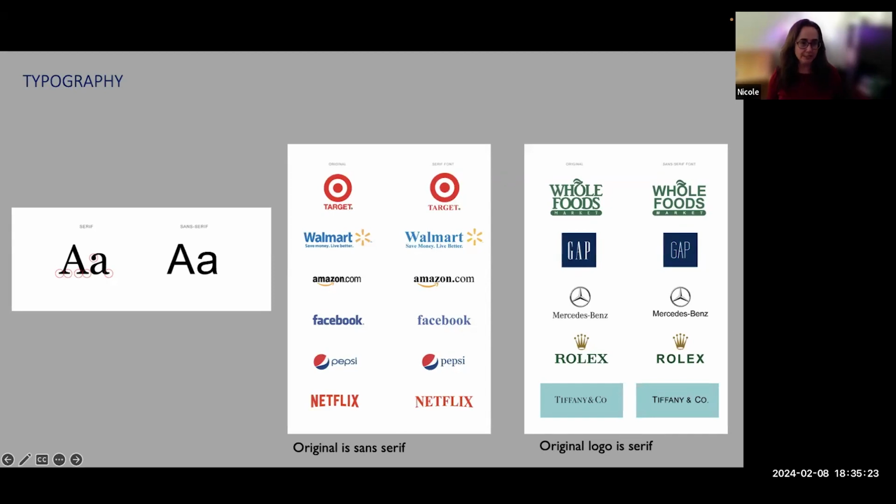I think the Walmart example in the middle of your screen here, right? The Walmart original is in sans serif, and look what happens when we fancy it all up with all those serifs. It's just not the same thing. So we've mentioned a few terms that relate to typography, but here we're seeing examples of how the choice of typography communicates something about the brand itself.